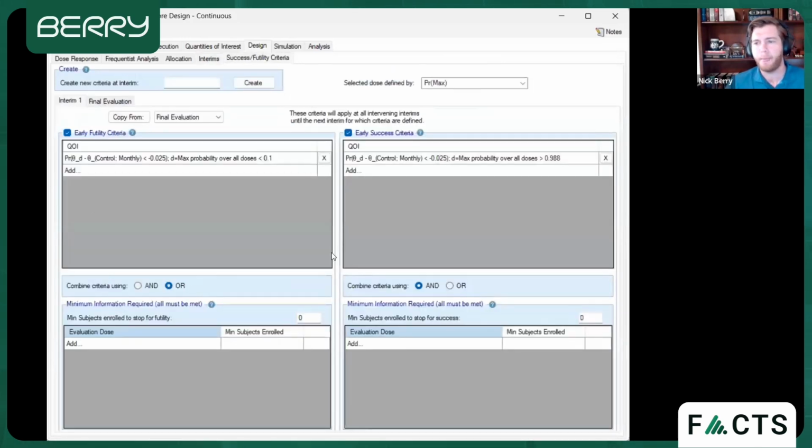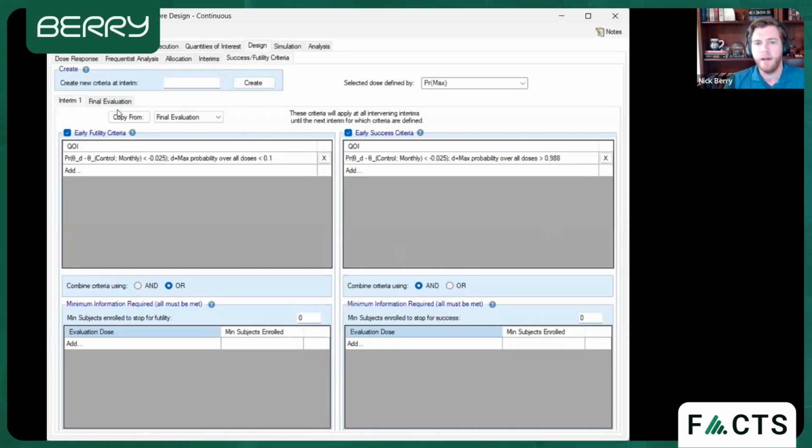And then success futility, I modified the rules a little bit from the original phase 2 trial, just to get things to match up how I wanted. So we are going to stop for early success and we are going to stop for early futility, based on that probability of clinically significant difference. If all the doses have less than 10% chance of being clinically significantly beneficial, we're going to stop. And if any dose has greater than 98.8% probability of clinically significant benefit, we're going to stop for success in that case. And I tuned this so it gave me the type 1 error that I want. We'll talk about that later. So that 98.8% does that.